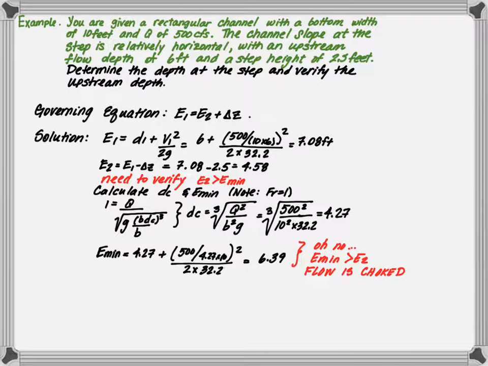The minimum energy is the critical depth, 4.27, plus the flow rate, 500, divided by 10 times 4.27, squared, divided by 2 times 32.2. This will give us a minimum energy of 6.38. Oh no, E min is greater than E2. What this means is your flow is choked and backwater will occur.